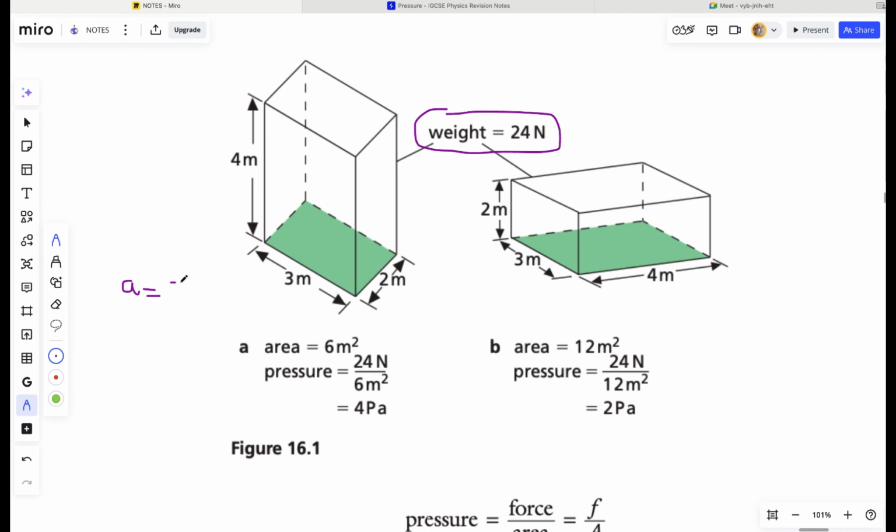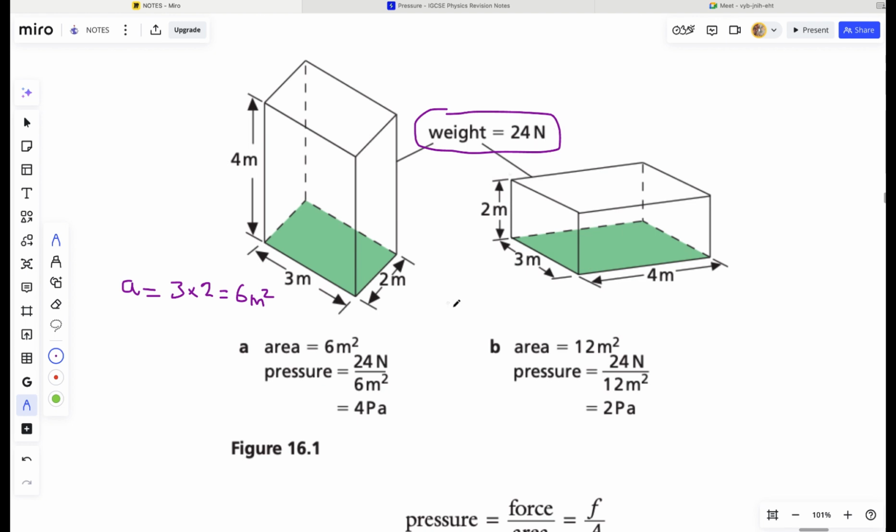So we say 3 times 2, which is 6. So the area of the face touching the ground is 3 times 2, which is 6 meters squared. Now that we know the area, and we know the weight. Weight is the same as force. Okay, don't get it twisted. Weight is the same as force: 24 newton. You can see the unit is the same.